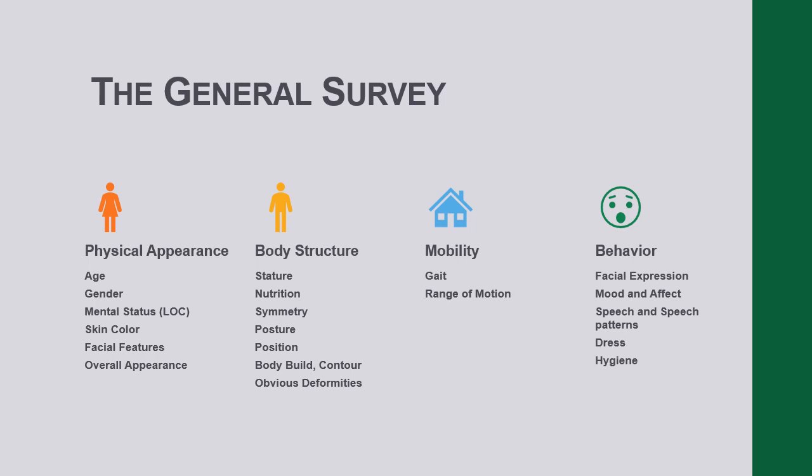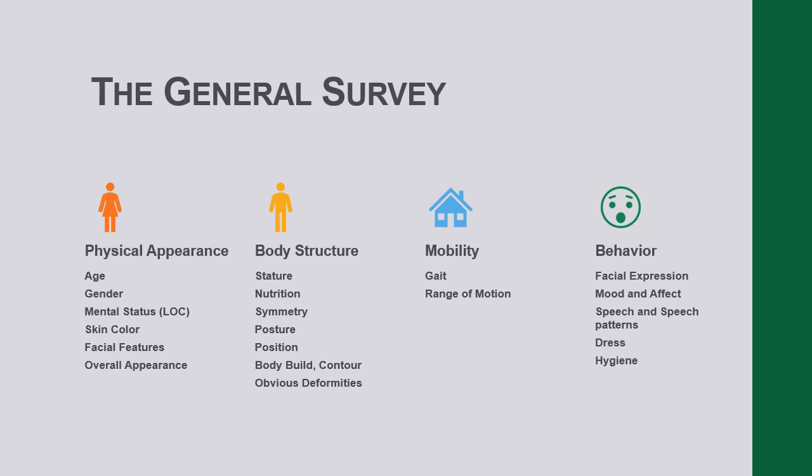What is their overall stature? How well is their nutrition? Are they symmetrical? What type of posture do they assume? How are they positioned? And are they able to do it themselves or do they require propping? What is their overall body build and their muscular contour? And then are there any obvious deformities?